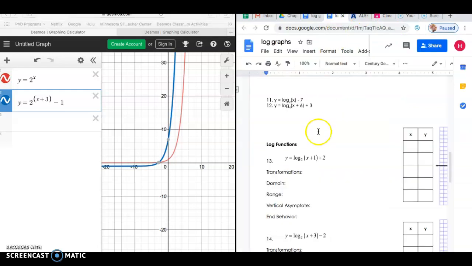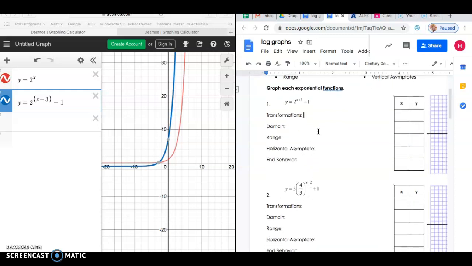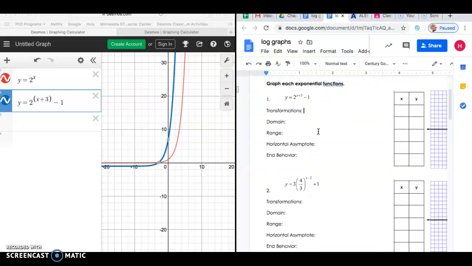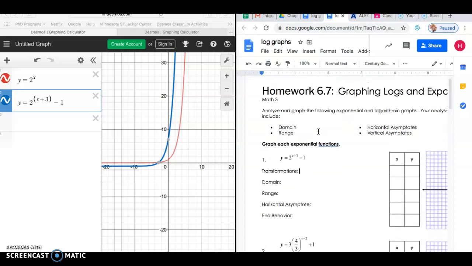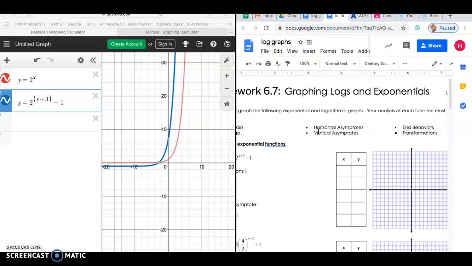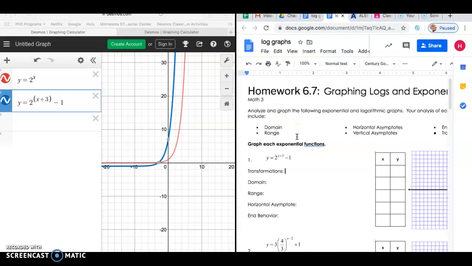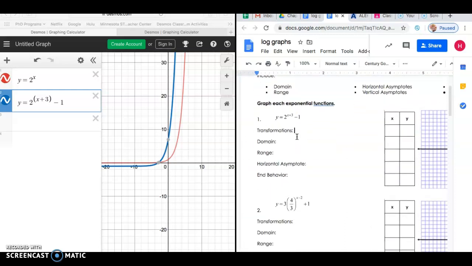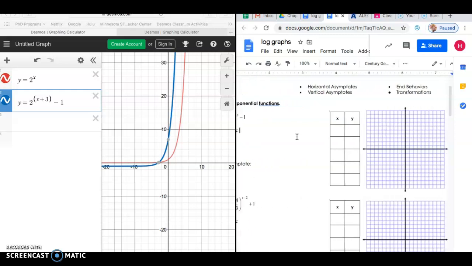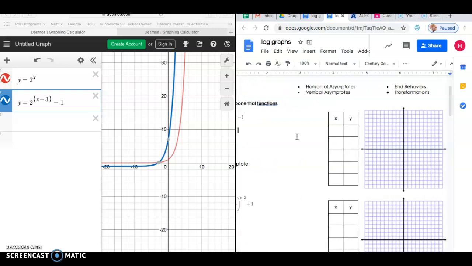So let me get to the right screen. You guys should have a worksheet that looks like this. It has your homework 6.7. It is not 6.7, this is chapter 8. Do not let that fool you. It'll tell you to analyze the graph. It'll have a bunch of words. We aren't going to define them. I'll kind of just talk through them.